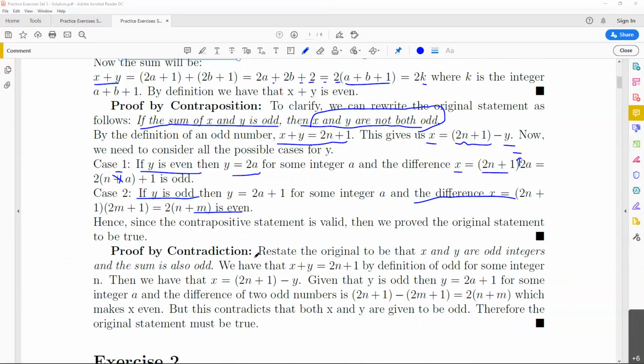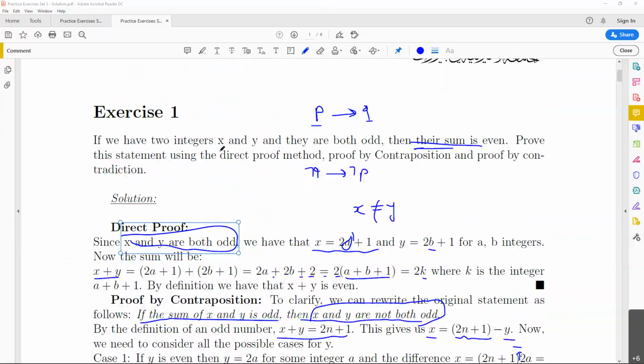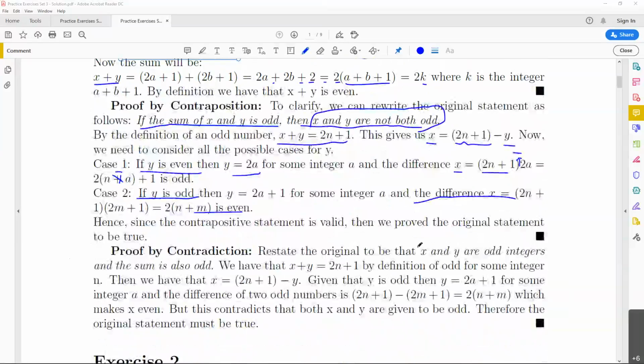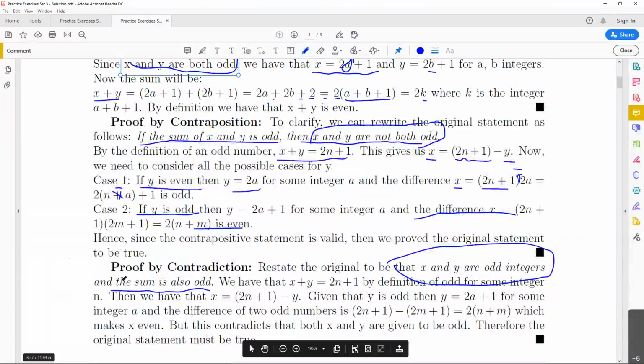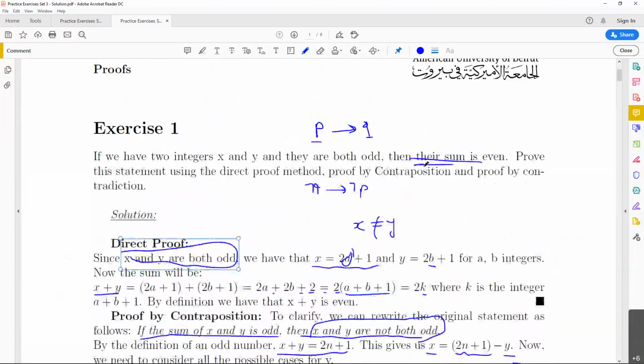Finally, proof by contradiction. So again, what did we have? x and y are both odd, then their sum is even. That's the original statement. With contradiction, the given, which is P, stays the same: x and y are both odd. The sum being even is the conclusion. We're going to assume the opposite of the conclusion, so we assume that the sum is odd. But remember, with the original statement, we're trying to prove that it's even.